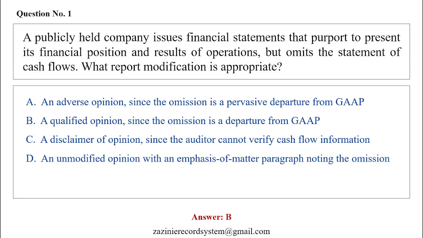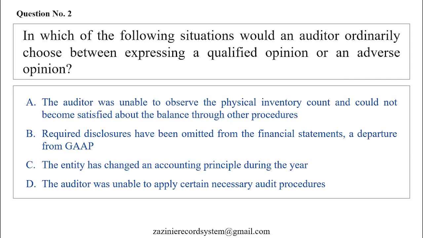Question number 2. In which of the following situations would an auditor ordinarily choose between expressing a qualified opinion or an adverse opinion? Letter A. The auditor was unable to observe the physical inventory count and could not become satisfied about the balance through other procedures. Letter B. Required disclosures have been omitted from the financial statements, a departure from GAAP.